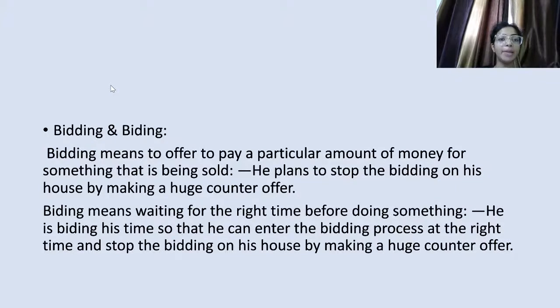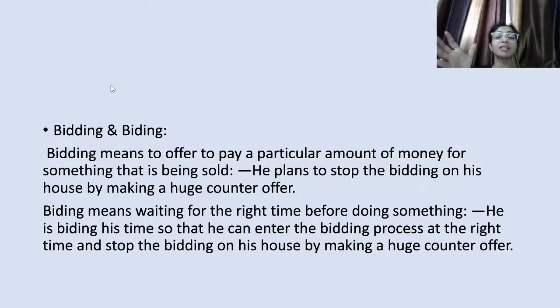Next, bidding and biding. Biding को कई जगह bidding भी बोलते हैं लोग, but I think biding is a better usage. Bidding means to offer to pay a particular amount of money for something that's being sold. Auction, bidding, कुछ बिक रहा है और आप उसके लिए bid कर रहे हो. You're saying that okay, I'll buy this for this amount. Or the seller will say that it will be sold for this amount, X amount, Y amount. That is bidding. He plans to stop bidding on his house by making a huge counter offer.